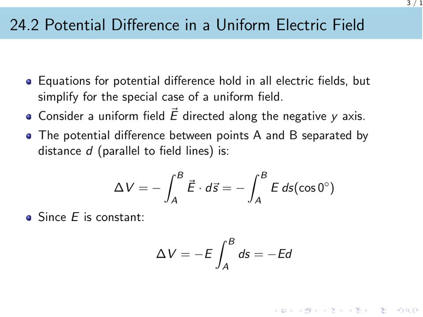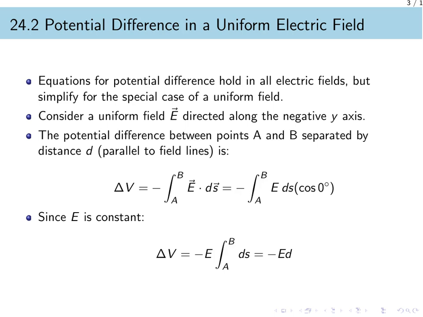While the general equations for potential difference apply to any electric field, they become much simpler when the field is uniform. Let us consider a uniform electric field, E, directed along the negative y-axis. To find the potential difference, delta V, between 2 points A and B, we integrate the dot product of the electric field and the displacement vector, ds.